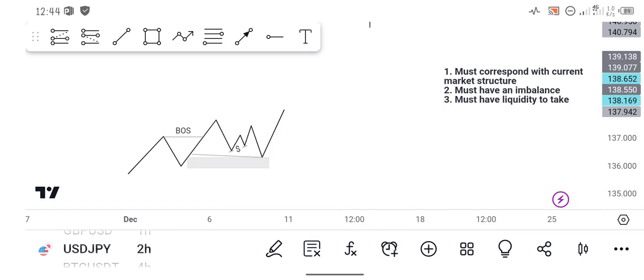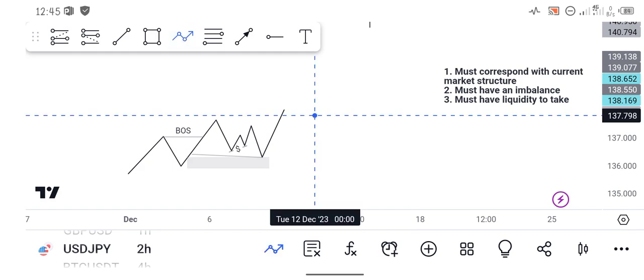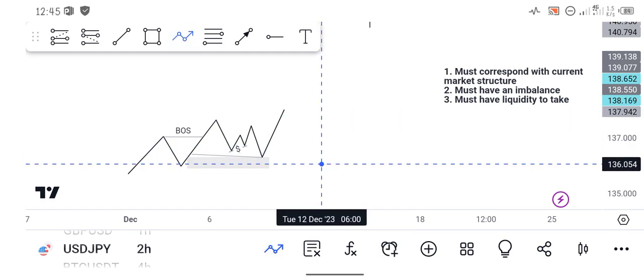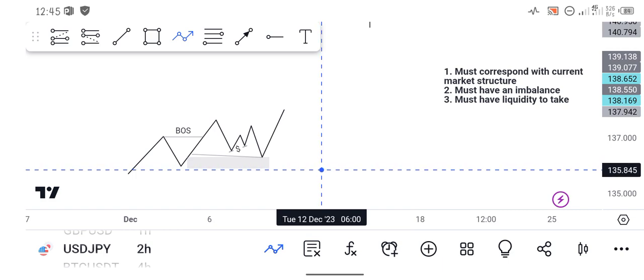So let's head on to the chart. No, we're heading there too soon. I'll show you what a failed order block looks like when it does not meet the first criterion.